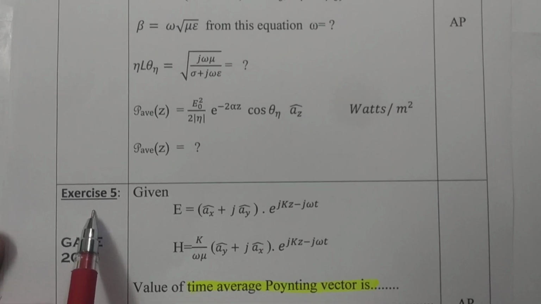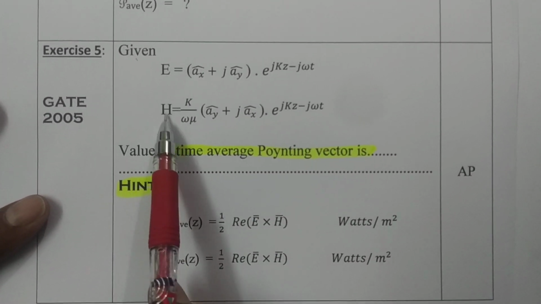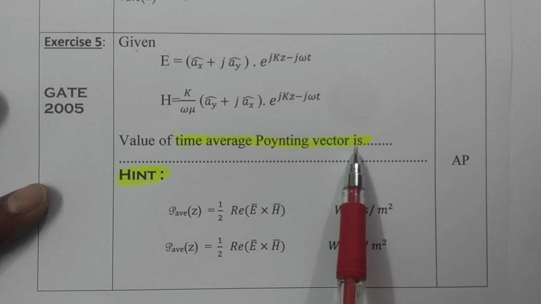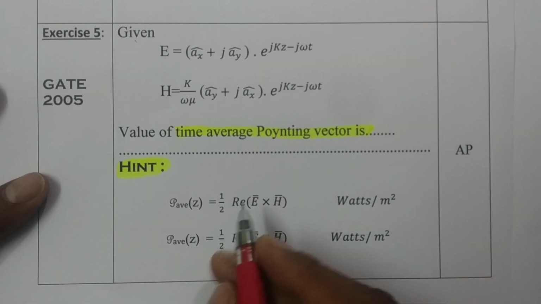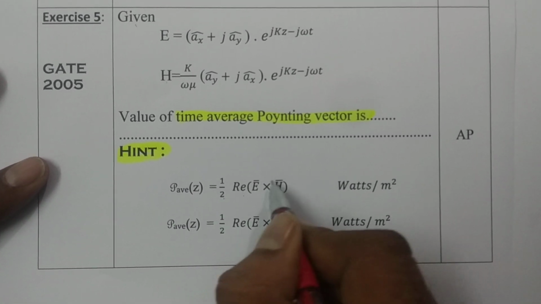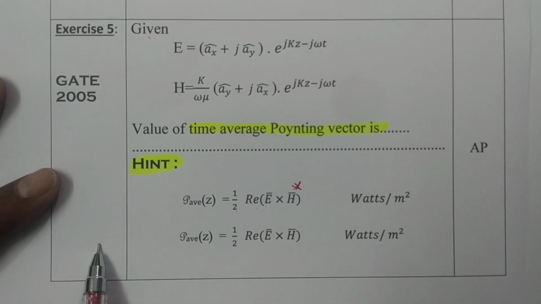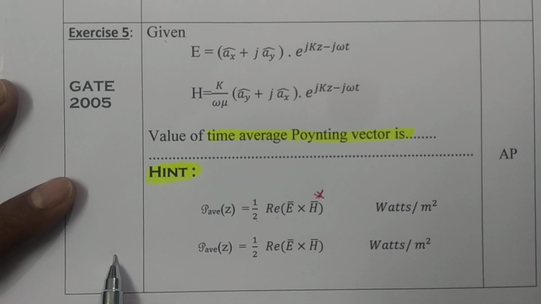Exercise 5. It is given that the electric and magnetic field components are given. Time average Poynting vector we are supposed to determine. Hint: P average of z is equal to half into real part of E cross H conjugate. By solving this you will get 0 as the value of time average Poynting vector.